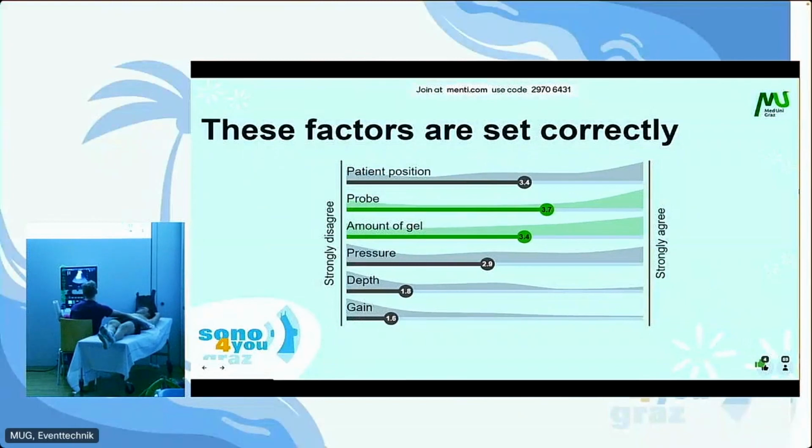The amount of gel was correct. The pressure was not that great because we lost some signal cranially. You want to apply enough pressure so that you get the whole image. The depth, oh, can you maybe just switch back to the ultrasound image?